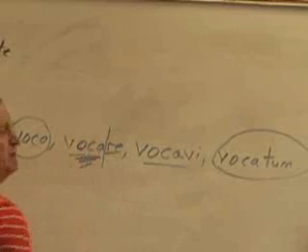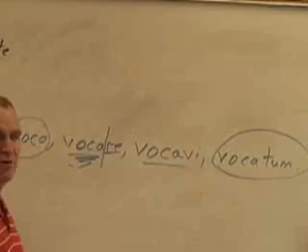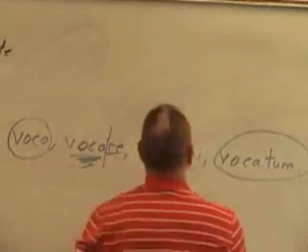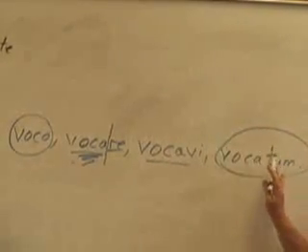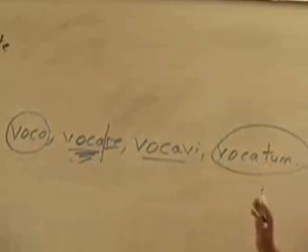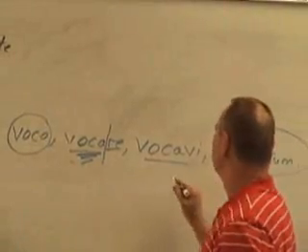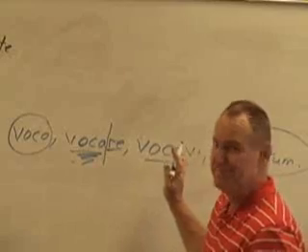Remember we were talking about the imperative? Call me, voca, me. The third principal part, and we won't worry about the fourth principal part until we get into Latin 2, so don't worry about that at all now. But it's there. It's called the supine.